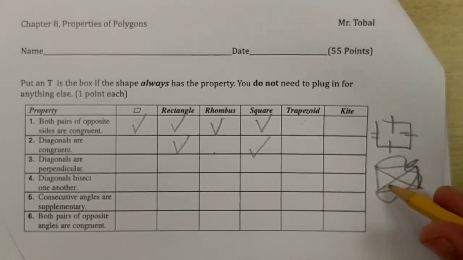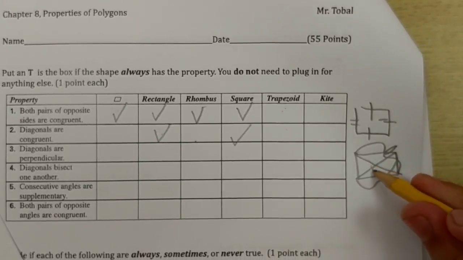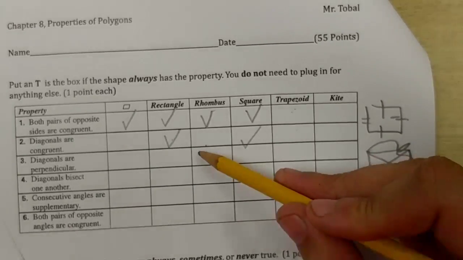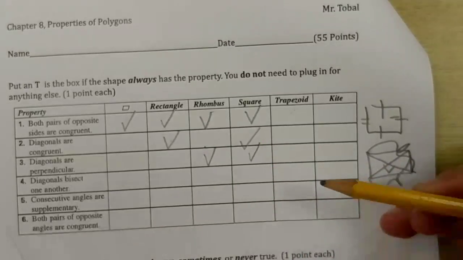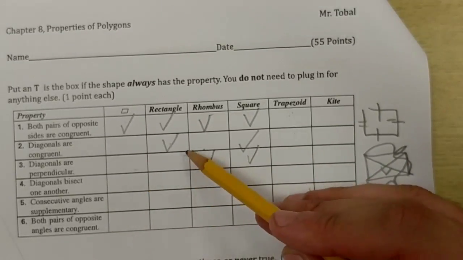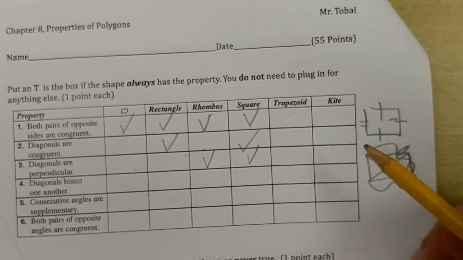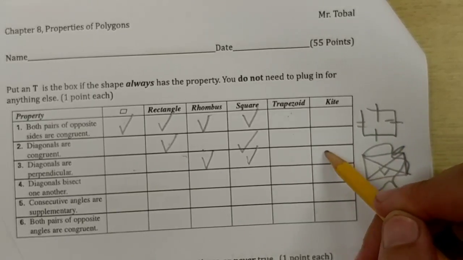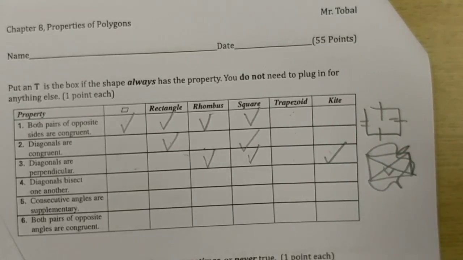Diagonals are perpendicular, so that means these diagonal lines form a 90-degree angle. Now that's true for rhombuses and squares. Not true for all parallelograms. Like rectangles, that's not necessarily true. Not true for trapezoids, but it is true for kites. Okay?